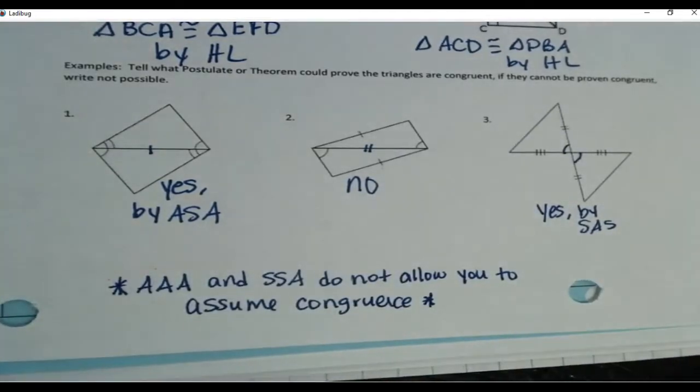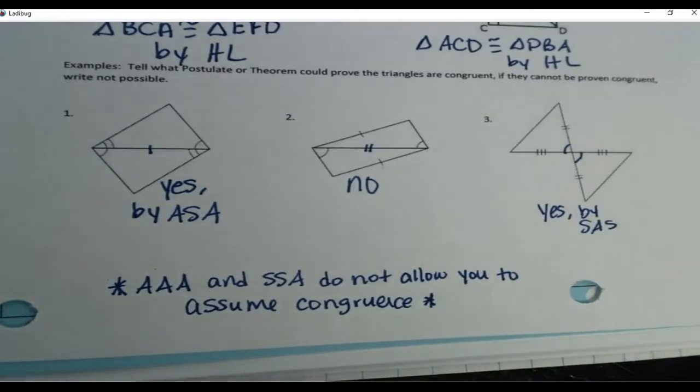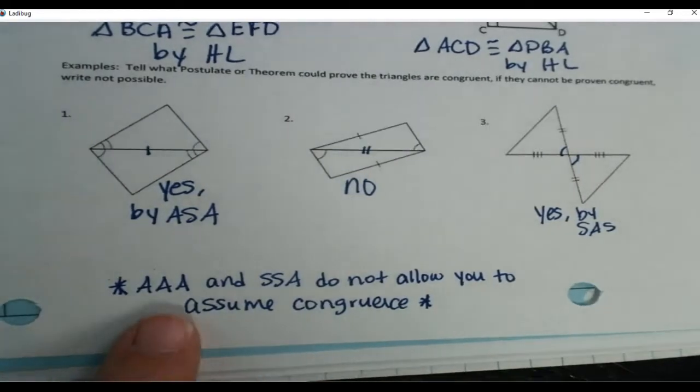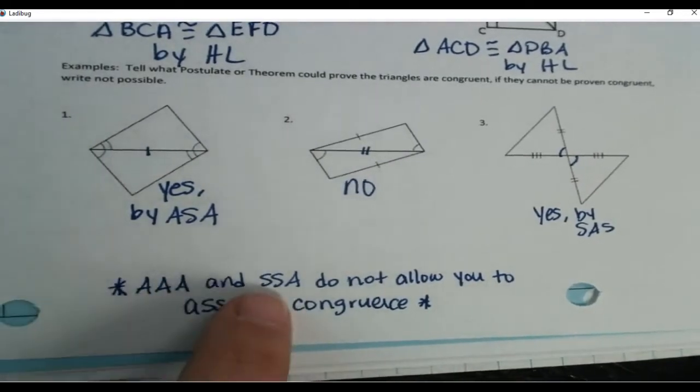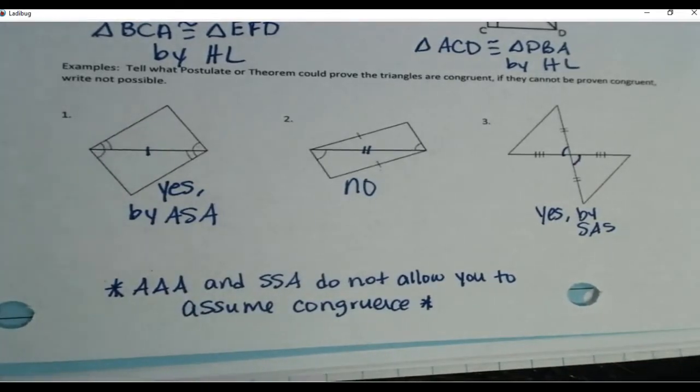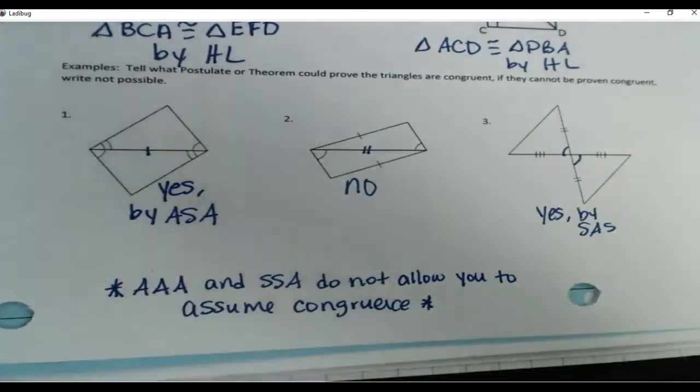Okay. So, in all of them, except for hypotenuse leg, you're looking for 3 corresponding congruent parts. Okay? And then, when you have those 3, if you just have 2, it's an automatic no. But when you have those 3, you have to decide, is it one of our 5 theorems? Or is it angle, angle, angle, side, side, angle? If it's one of those, it's an automatic no. Okay? So, you have to have 3 congruent corresponding things, and then you decide which theorem it is.